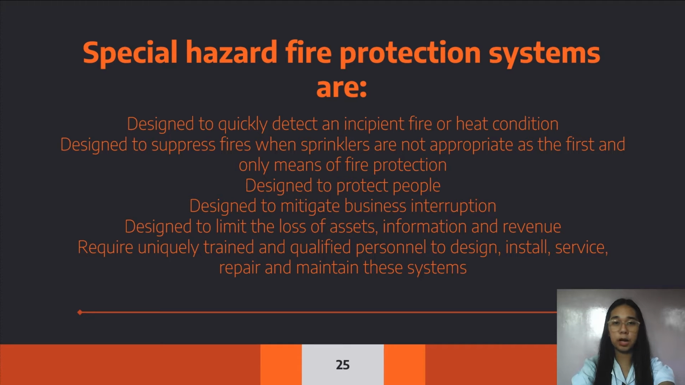Now, what are special hazard fire protection systems? They are designed to quickly detect an incipient fire or heat condition, designed to suppress fires when sprinklers are not appropriate as the first and only means of fire protection, designed to protect people, designed to mitigate business interruption, designed to limit the loss of assets, information, and revenue, and lastly, they require uniquely trained and qualified personnel to design, install, service, repair, and maintain the system.